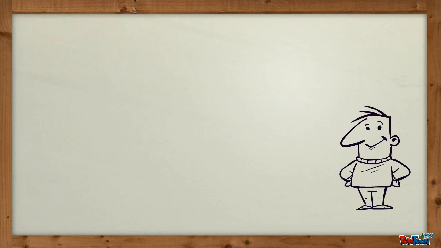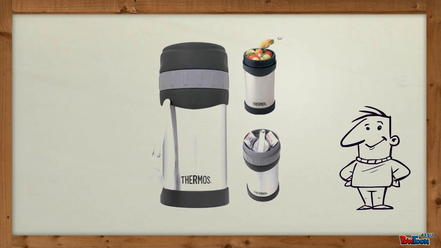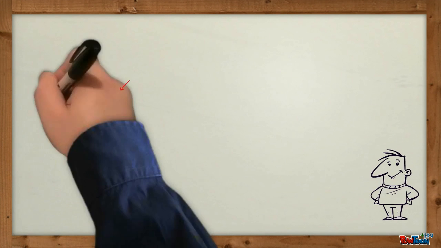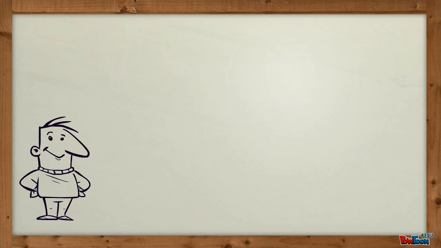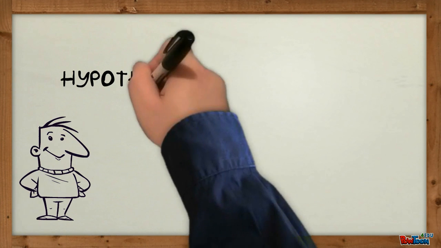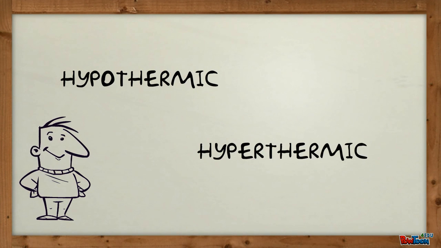A thermos is something that keeps food at a certain temperature. This word actually started out as a trademark from the company Thermos. Or thermodynamics is a branch of physics that deals with heat energy. Thermal plus dynamics. Hypothermic describes low temperatures, and hyperthermic describes high temperatures, and they really refer to body temperatures. And both can be dangerous health situations.